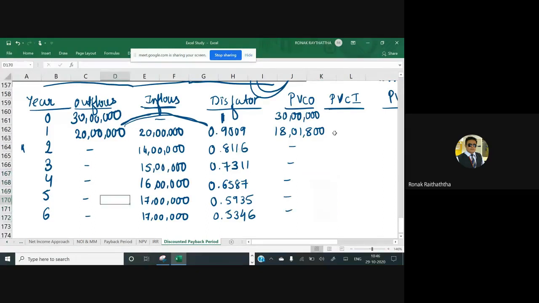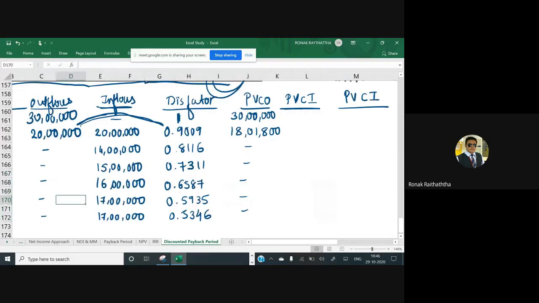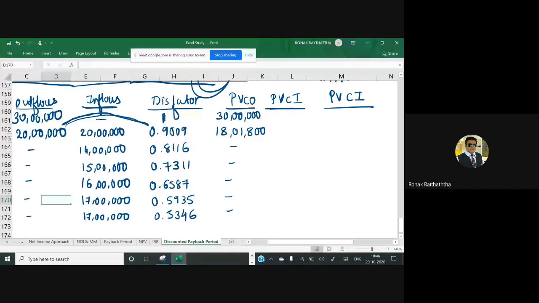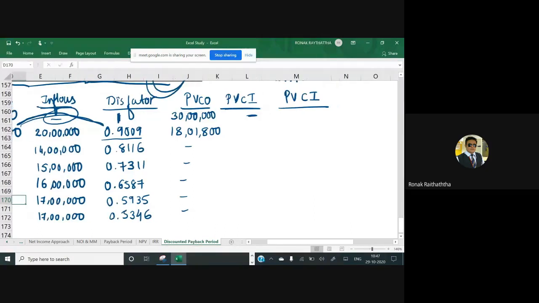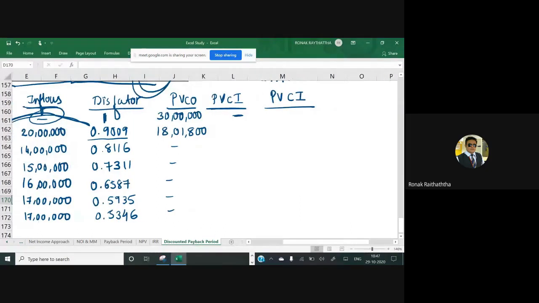Now PVCI, present value of cash inflow. Here in the 0 year, there would be no cash inflow, so I'm writing 0. You may check it. 20 shall be multiplied with 0.9009 and so on. You would give me the PVCI starting from the first one. Everyone, please let me know the answers.